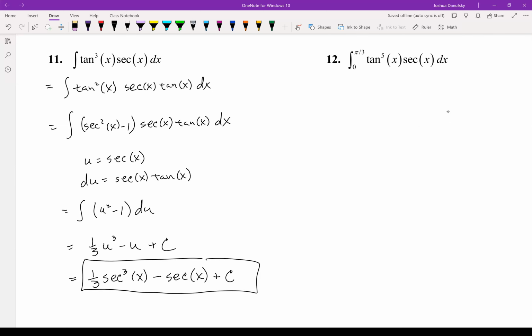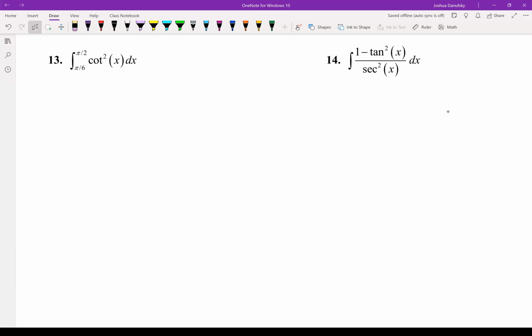So notice that we had an odd exponent on tangent and we had a secant, kind of similar to example 12. Go ahead and pause the video, do 12. Number 13, we have cotan squared x. And in this case, we don't have a power reduction formula for cotan. We can do that for sine squared, we can do it for cosine squared, but we don't have it for cotan squared.